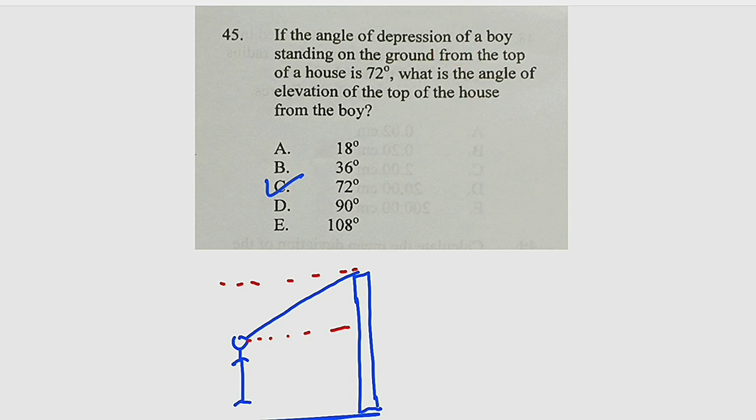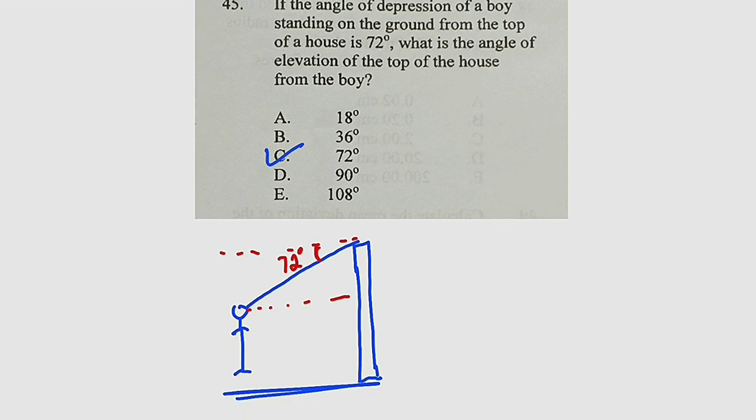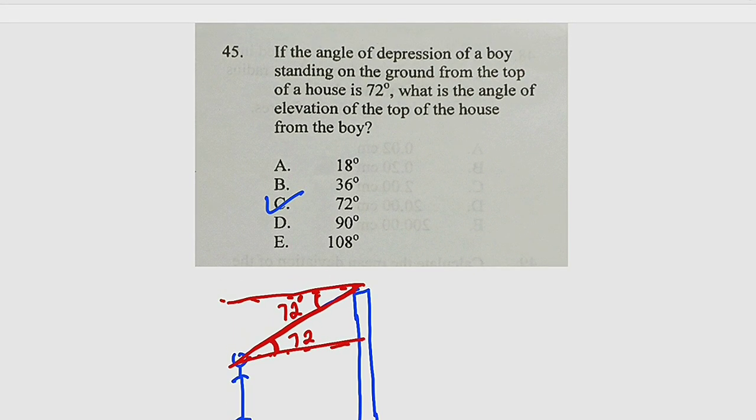So the angle of depression from the top, this is the top. Angle of depression, meaning you should look down. This is the angle we are talking about, is 72. Then if you're talking about angle of elevation, this is the angle of elevation. If you look at this, this is a transversal line, and we have two parallel lines. Therefore, this angle must be 72 because they are alternate angles. Let us move on to question number 46.